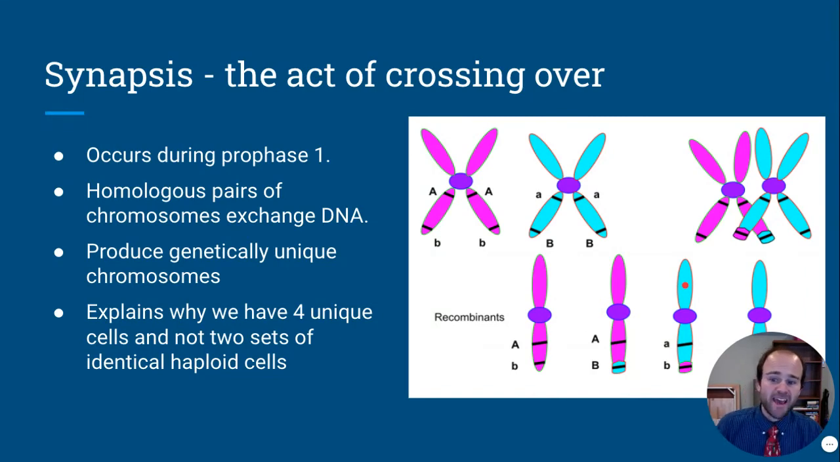This explains why we have 4 completely unique daughter cells and not 2 sets of identical haploids. So without crossing over, you would have one set that looked the same and another set that looked the same. So you'd have 2 different sets of unique cells. But each daughter cell is going to be unique because of crossing over, where they're able to break off some DNA and exchange it with their homolog.